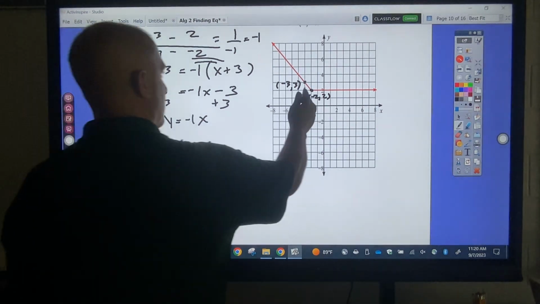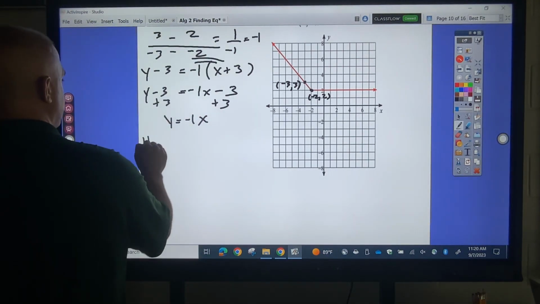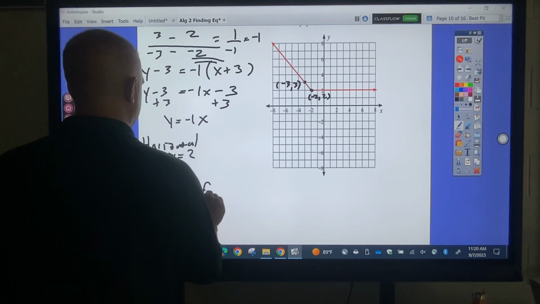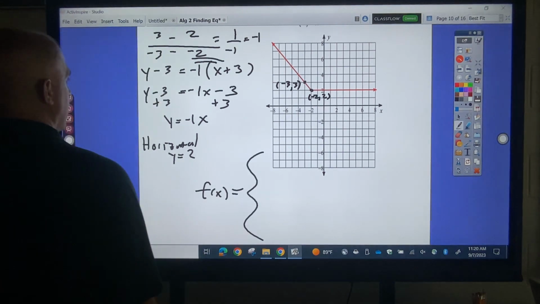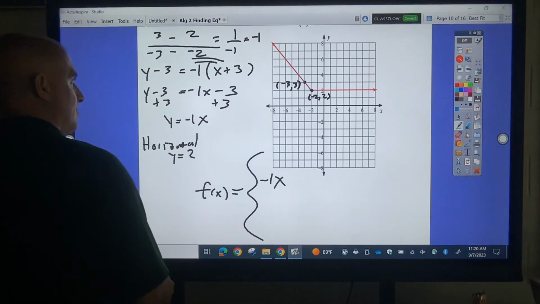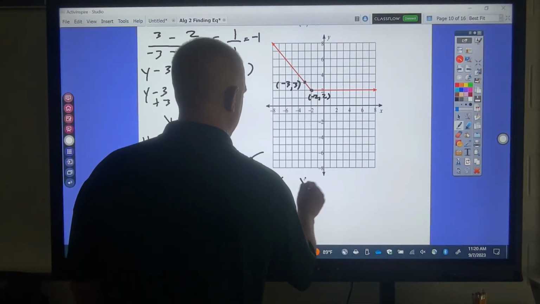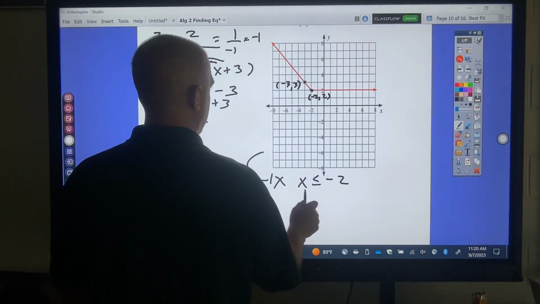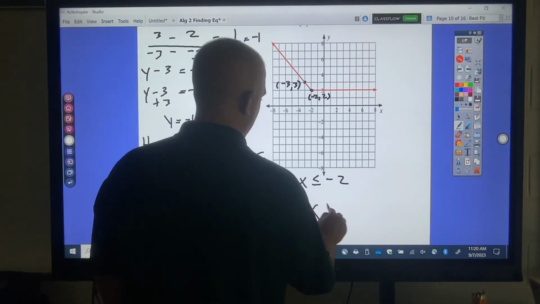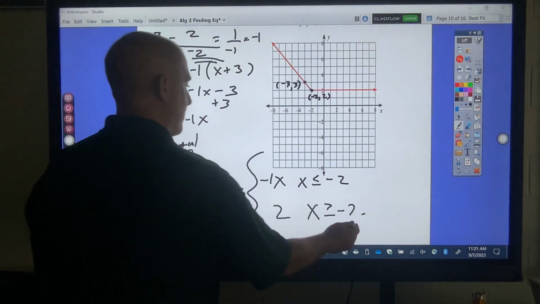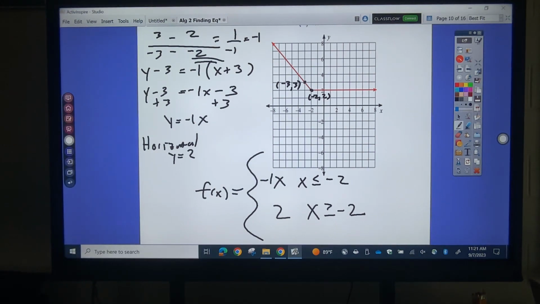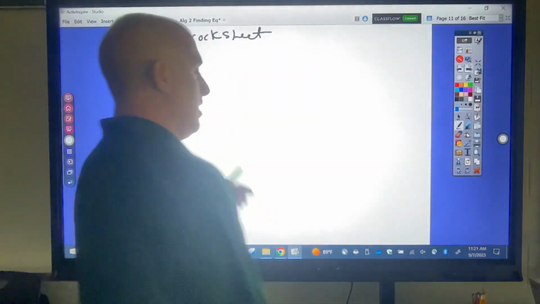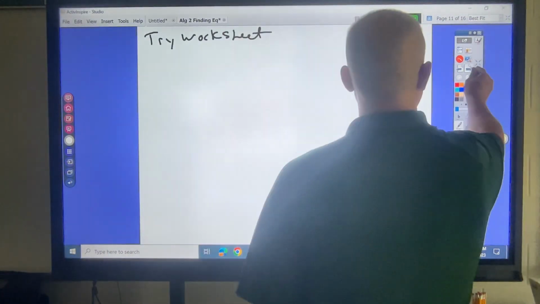Okay, this part right here is a horizontal line at y equals 2. So when I go to make this, I got negative 1x. Now, that's going for x less than or equal to negative 2, okay? And then I got y is 2 for where x is greater than or equal to negative 2. Does not matter which one you use, because they end up being the same answer. And you're now going to try those piecewise ones on your worksheet.